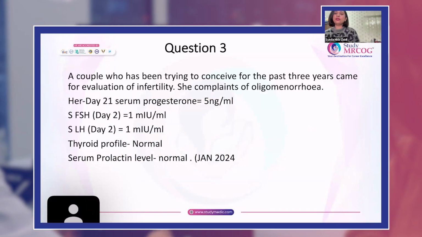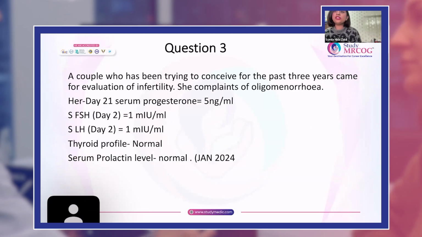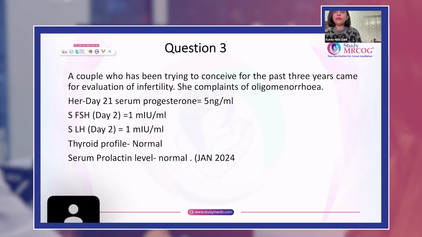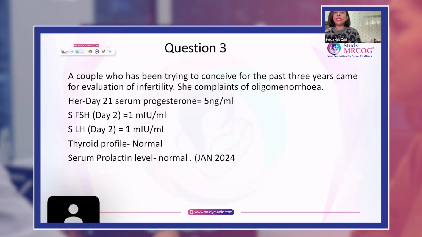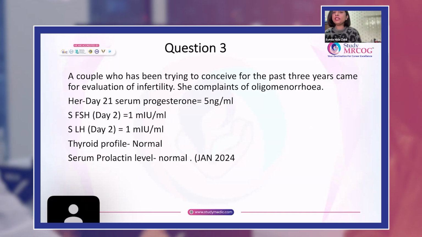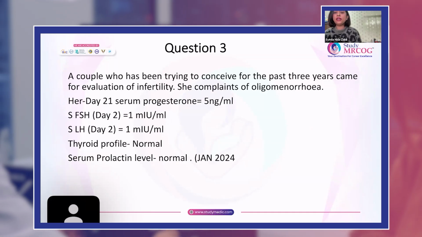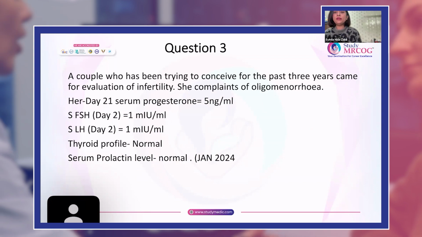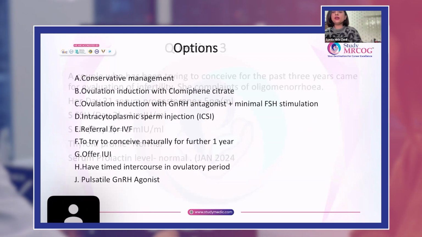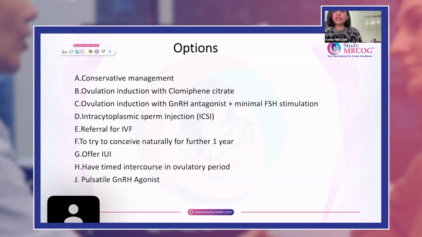Apart from that, now let's go to question number 3. A couple who has been trying to conceive for the past 3 years came for the evaluation of infertility, and she complains of oligomenorrhea. Her day 21 serum progesterone is 5, serum FSH is 1, LH is 1, and thyroid profile is normal, and serum prolactin level is normal. So in this case, what is the option that you will give her?